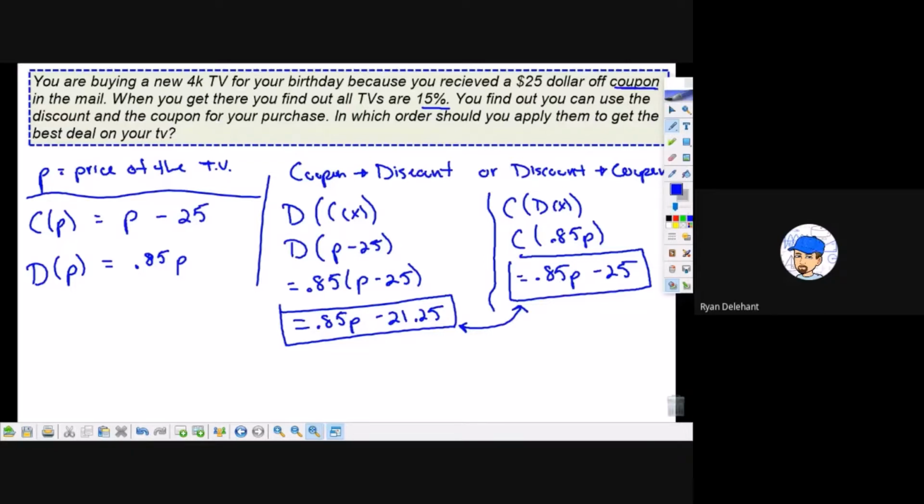Both of these things are linear functions, right? So one of them is y equals 0.85x minus 21.25. The other one is y equals 0.85x minus 25. And remember, the x is the price, the y is what we paid. What do we notice about these? So both these things are lines, and they're in slope-intercept form.